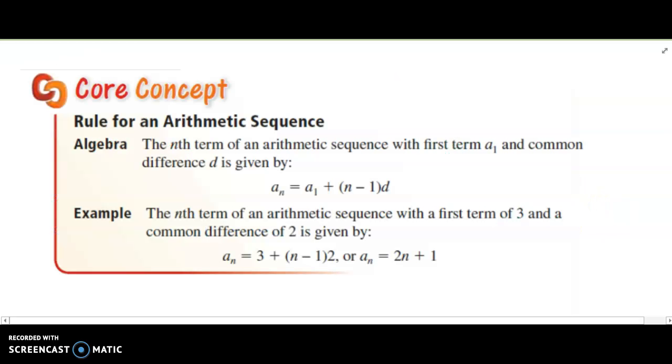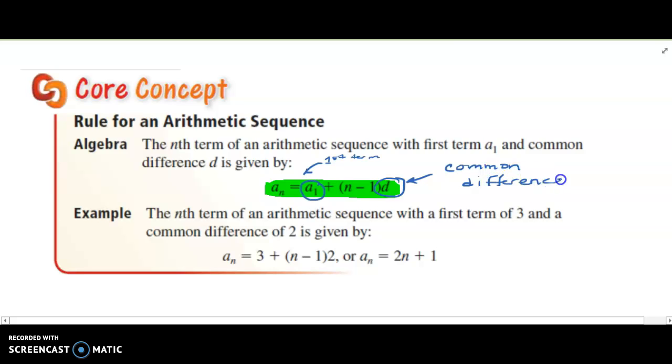So to write the equation of an arithmetic sequence, here it is right here. a sub n, or the nth term of the arithmetic sequence, is a sub 1, which is our first term, plus, in parentheses, n minus 1 times d, and this d, like we just talked about, is our common difference. What I highlighted here in green, you will have to know for your quizzes and tests. This is a formula you will have to memorize.